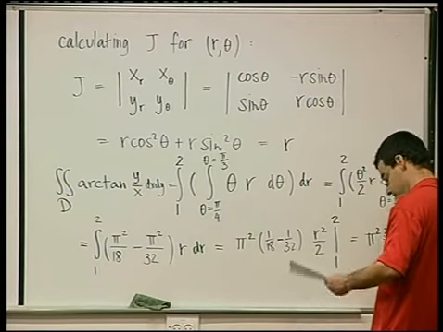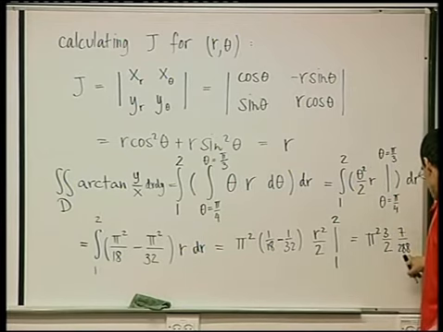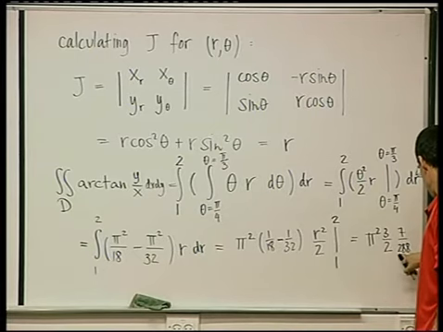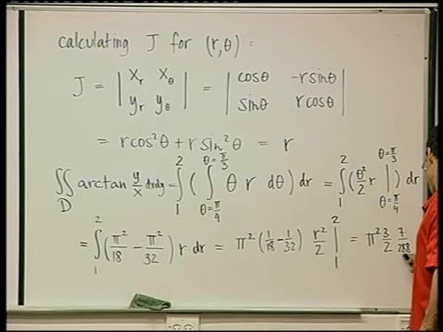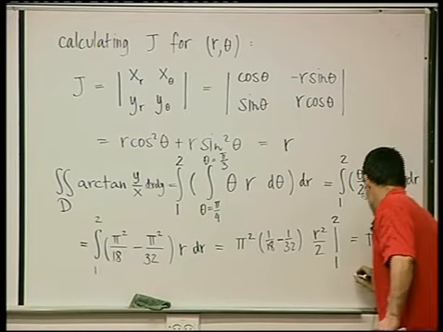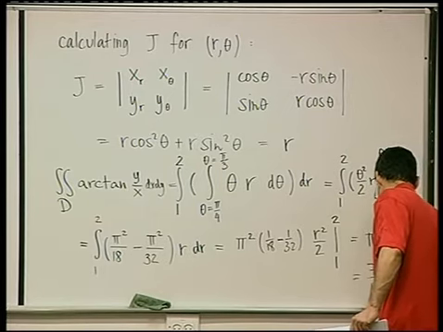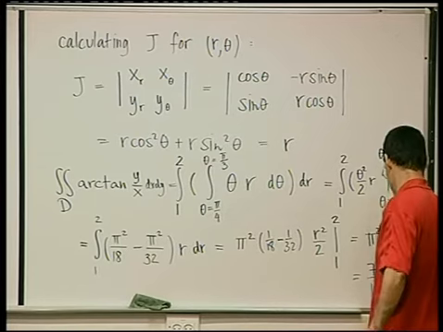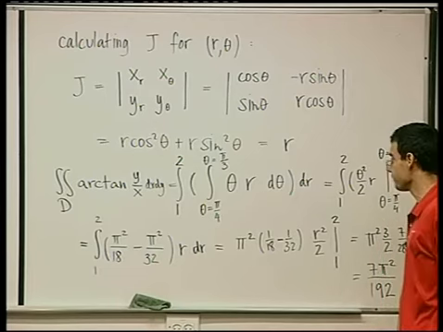Really? Okay. And then what is 3? The 288 is divisible by 3. So what is it? 96. 96. So 2 times 96 is 192. So we have 7 pi squared over 192. Yeah, that's correct. Good. Good.